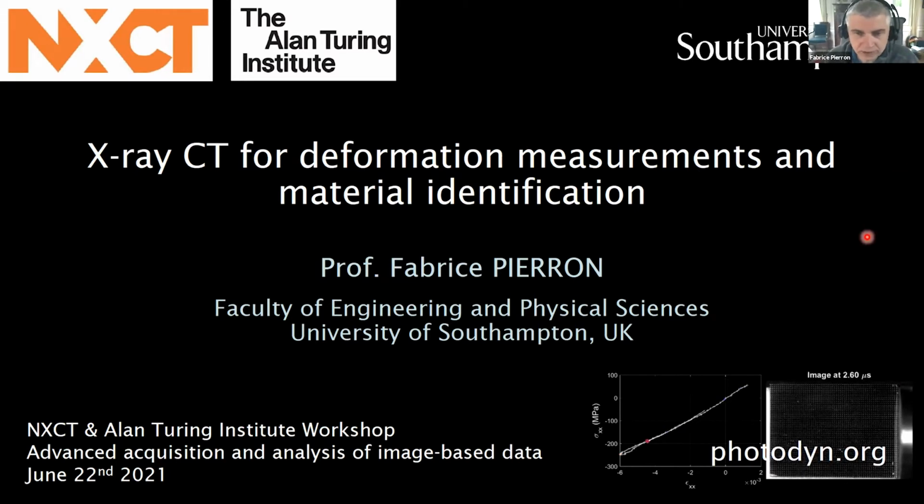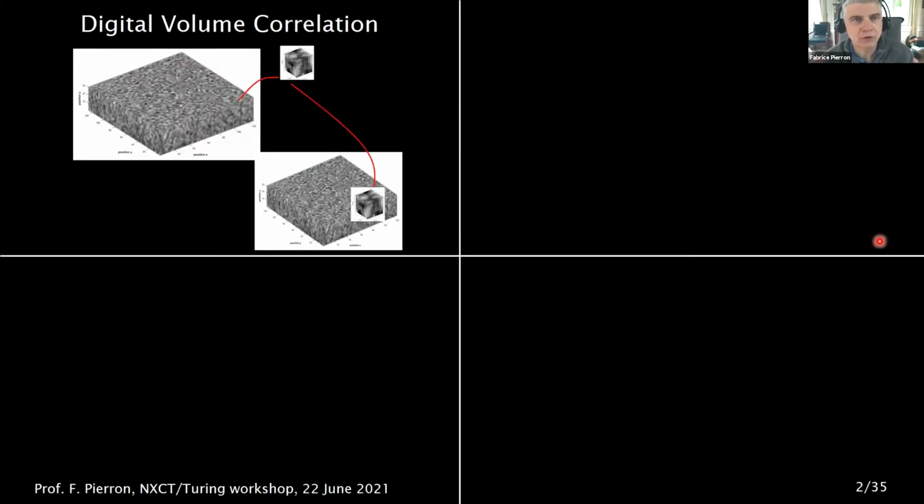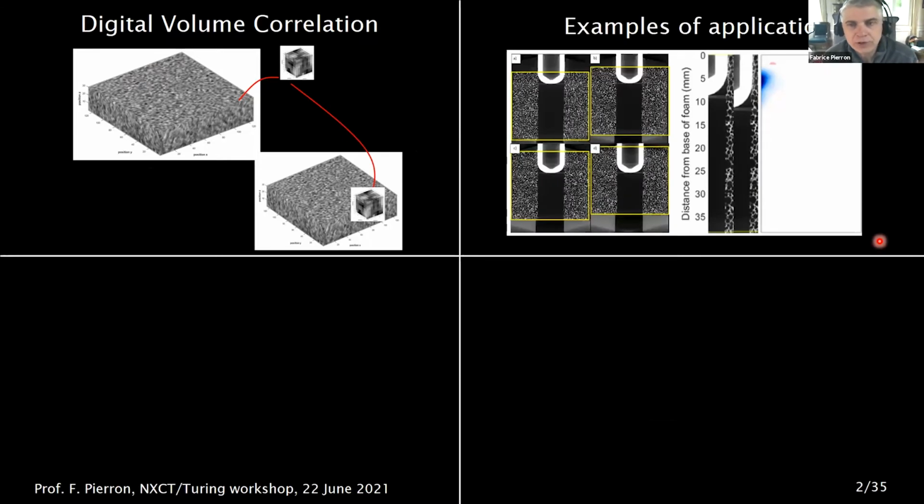So a brief outline of my talk. I will start with a brief introduction about motivation, and I will say a few words about digital volume correlation, which I'm sure a lot of you around this virtual table know about. I will then show a few examples based on my own research. That was simply because it was easier to get images, but there are a lot of papers out there.